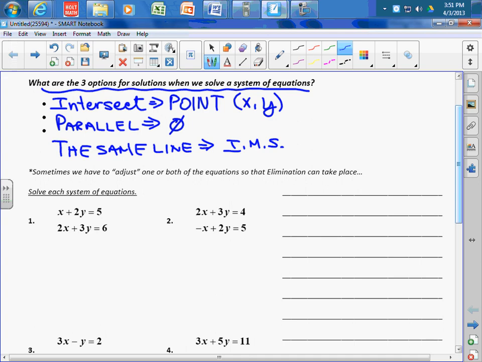Well, in this set of problems, we're going to have to adjust one or maybe even both of the equations so that elimination can take place. Let's look at number one here. Now, again, don't write this down yet. We're just going to see what happens here. If I were to add these two equations, and remember, when we're using elimination, we're always going to be adding the two equations together.